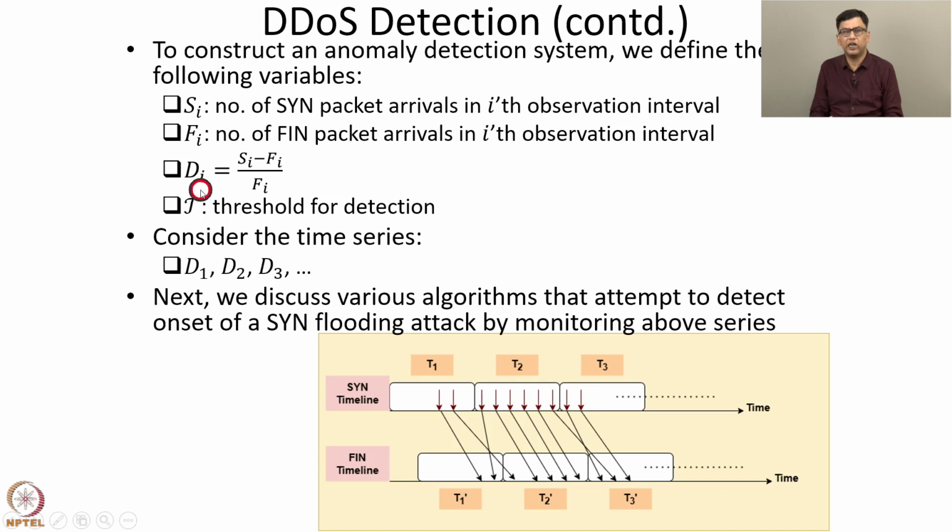Di being large does not always mean that there is a SYN flood attack, because there is some randomness in Si and Fi. Si may not be equal to Fi since the durations of TCP connections are random. But if a lot of consecutive Dis are large, then that indicates that with a high probability there is a SYN flood attack ongoing. So that's what we have to design algorithms for, to detect whether there is indeed a SYN flood attack that is ongoing.